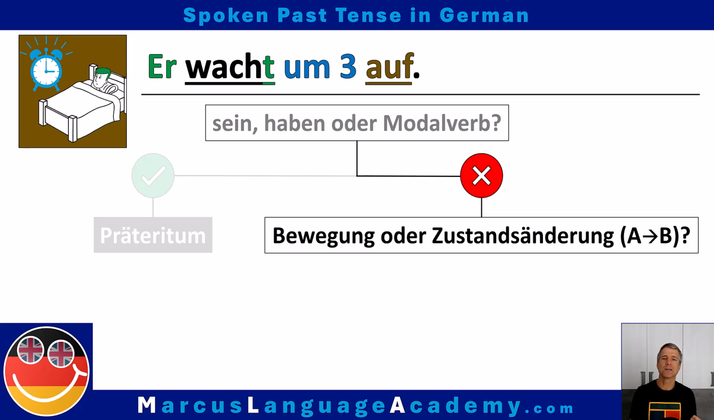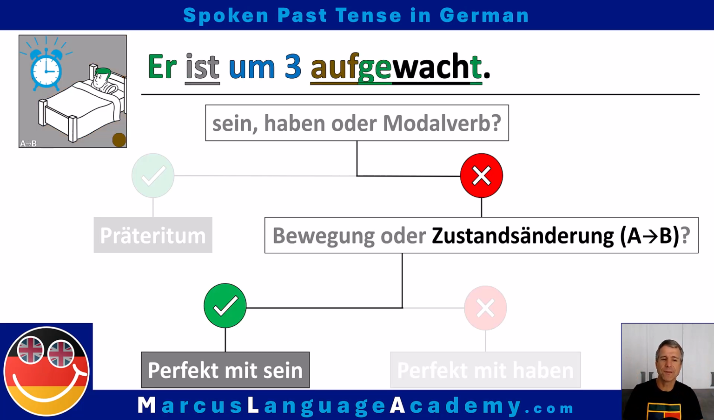And now we ask, is it Bewegung, movement, or is it Zustandsänderung? Is it change of state? Yes, actually it's a change of state, it's a Zustandsänderung. Because when I wake up, I was before asleep, situation A, and I'm awake, situation B. So we need to answer with yes again, and when we answer this question with yes, we need to use Perfekt mit sein. Er ist um 3 aufgewacht. So he has, or he is, woken up at 3.